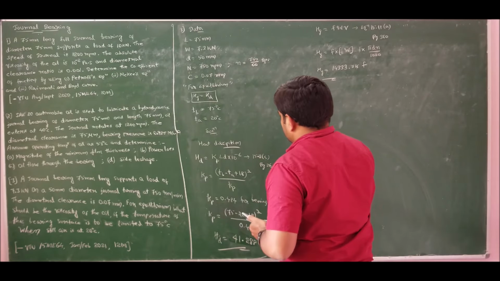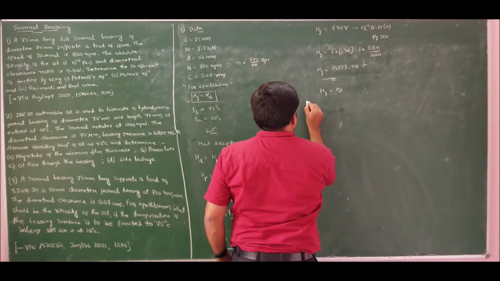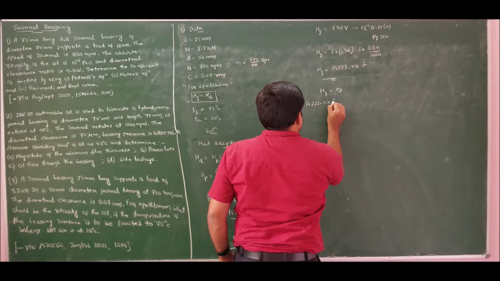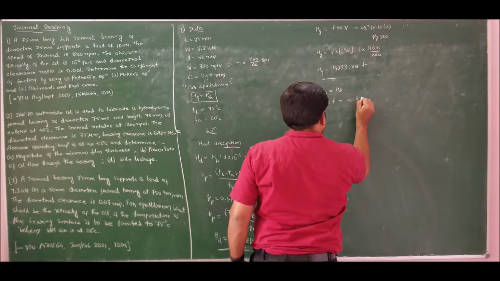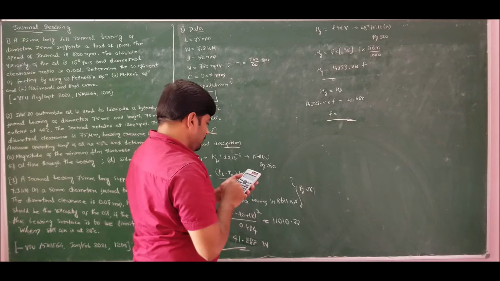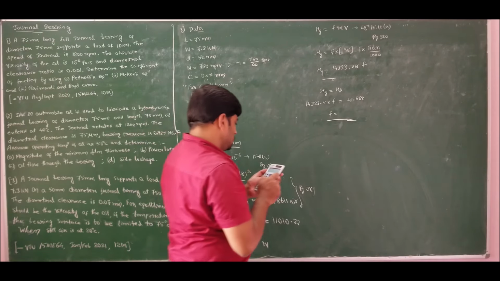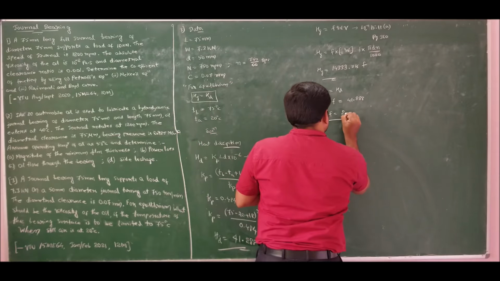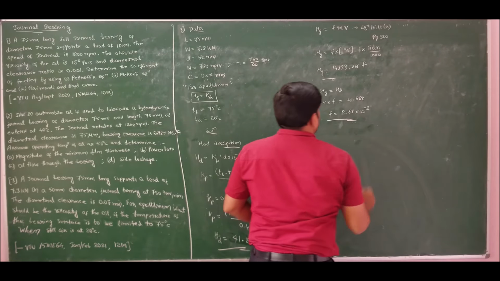So equating for equilibrium, we have Hg equal to Hd, hence 14,333.516 F is equal to Hd, which is 41.288. Hence the coefficient of friction will be 41.288 divided by 14,333.516, that is 2.88 into 10 to the power of minus 3. So we got the coefficient of friction.